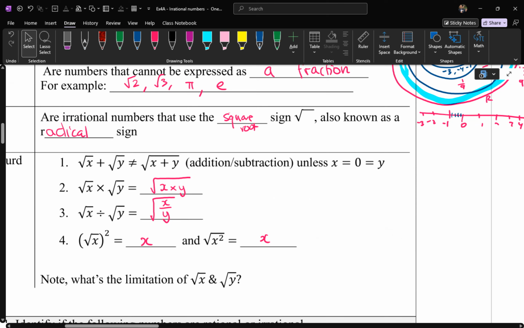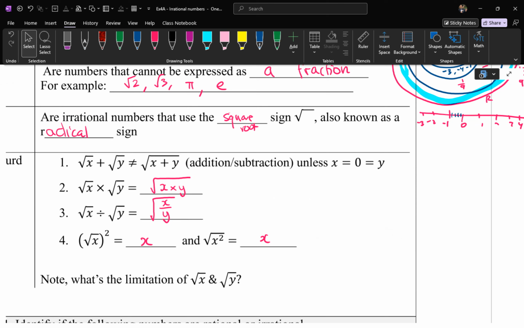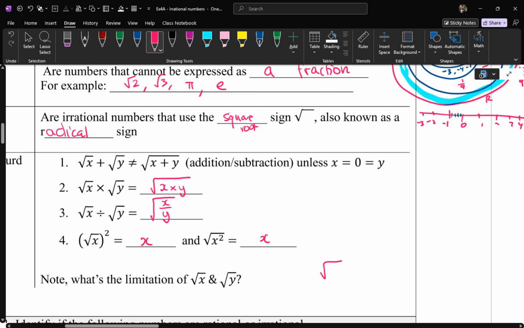So, what's the limitation of x and y? Whilst I said that x and y can be any number, there is a restriction on what any number actually means. What number can't x and y be? Well, technically it can be. What can it be? Yes. Negative. Remember, you cannot square root a negative number.